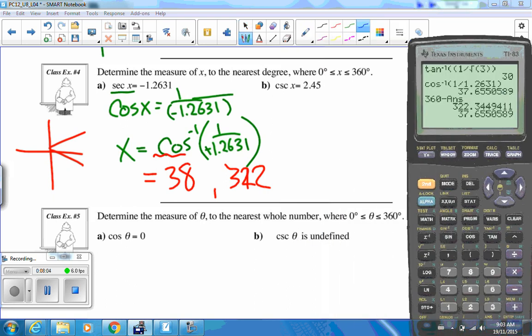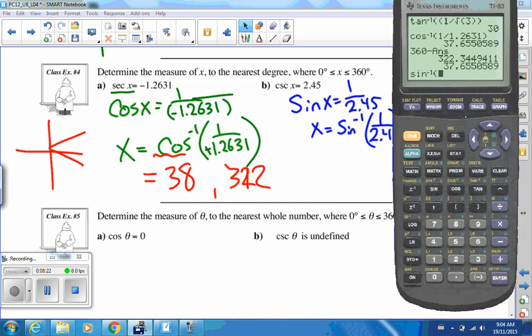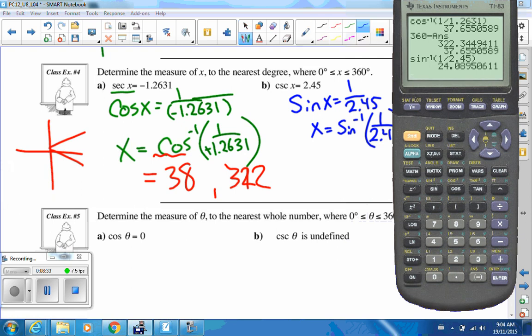My apologies. This one, again, I just rewrite as sine of x equals 1 over 2.45. X equals sine negative 1, 1 over 2.45. So, arc sine 1 divided by 2.45, and there we go, 24 degrees. And so sine, though, is positive in quadrants 1 and 2, so 24 degrees and 180 minus 24, 156. I'm mostly sure of that one, even though I can't write it apparently.